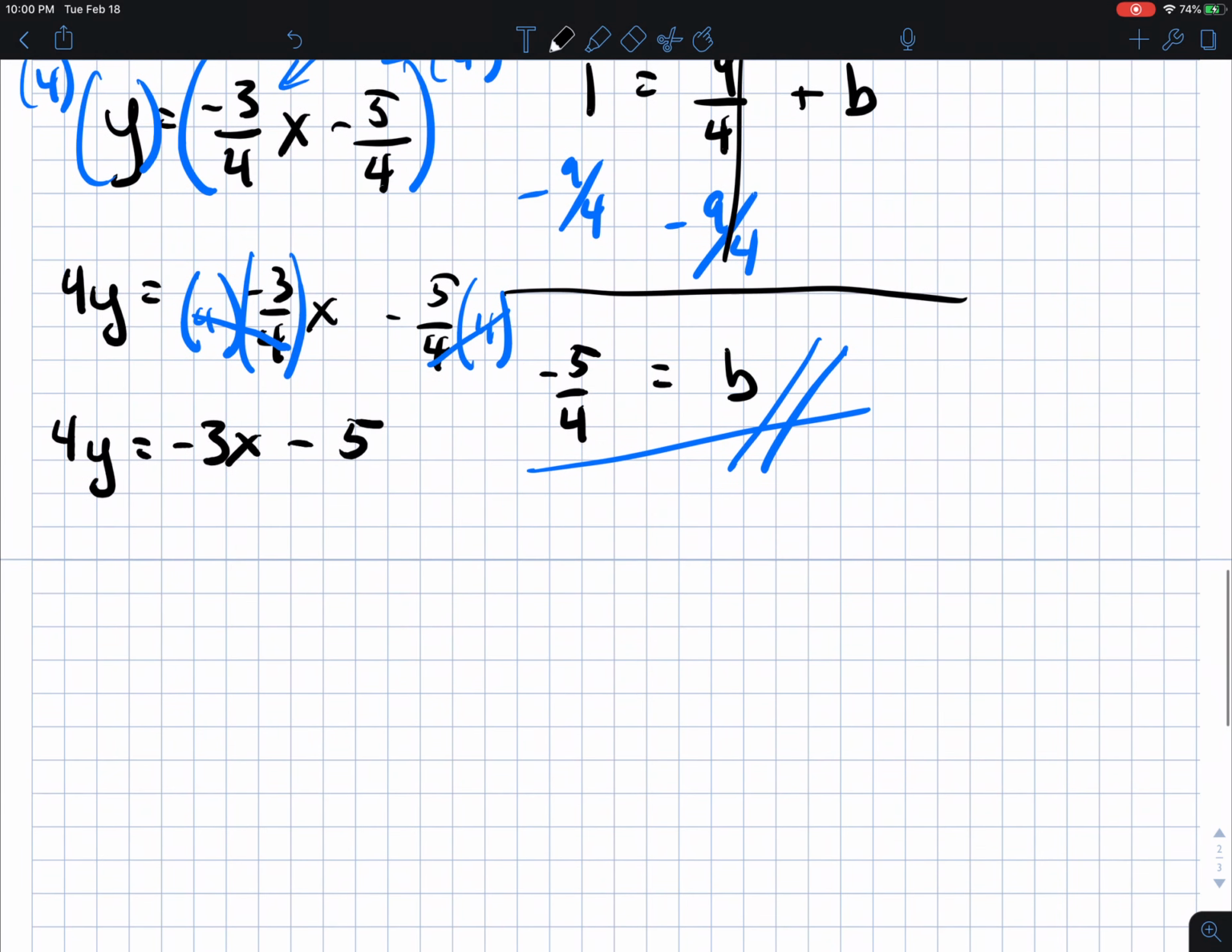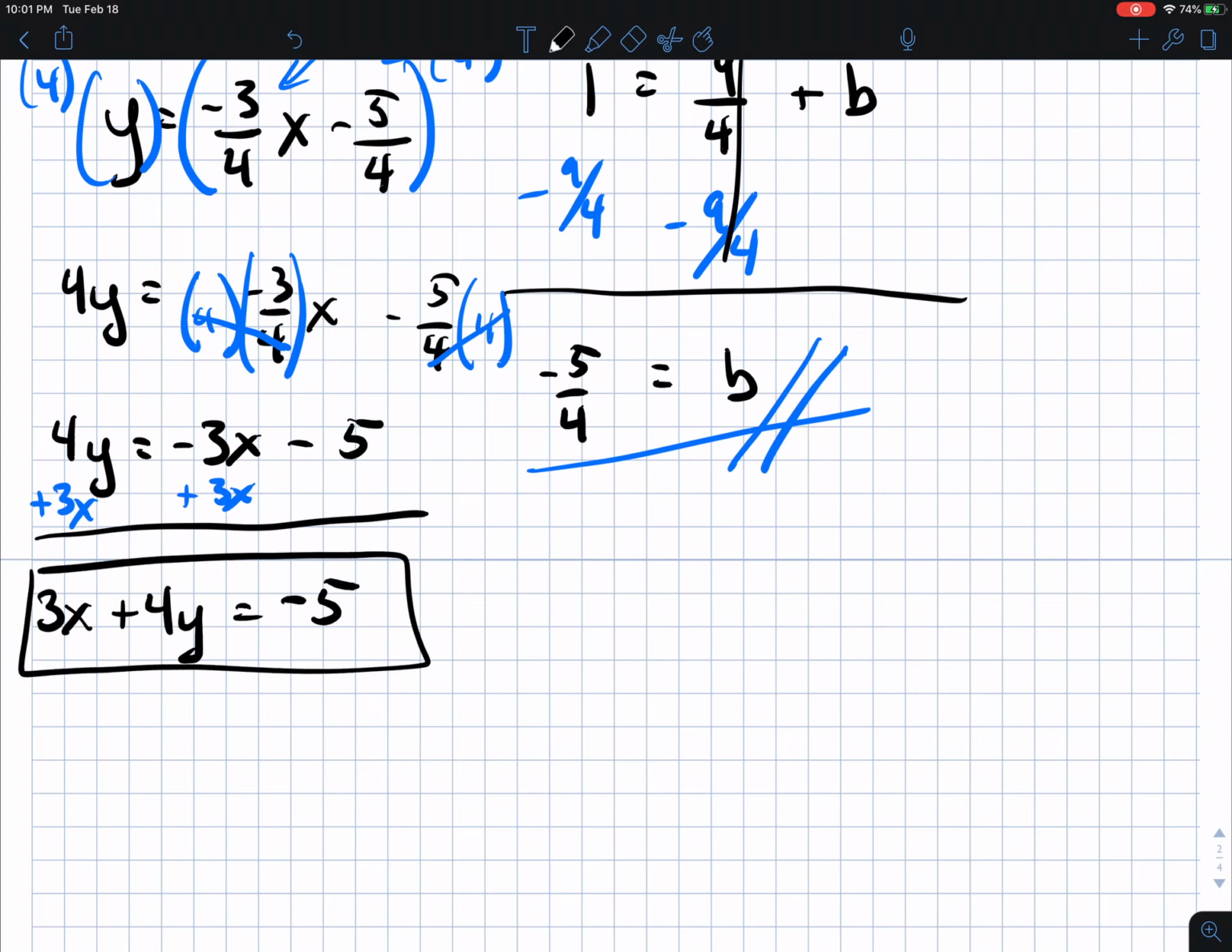Okay, let's move the x to the left to make the leading coefficient positive. So I'm going to add my 3x to both sides. Those are unlike terms, so they stay separate. Ultimately, we'll get 3x plus 4y equals -5. This is standard form. I don't think it necessarily has to be equal to 0. I think that's something else.